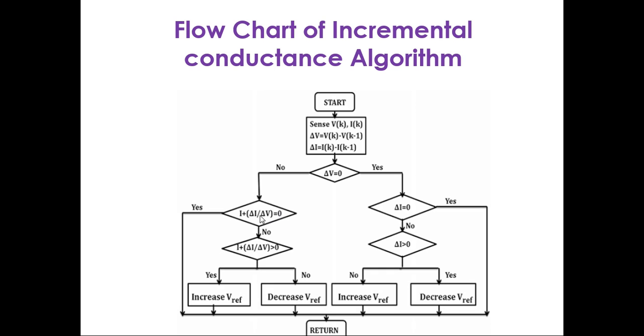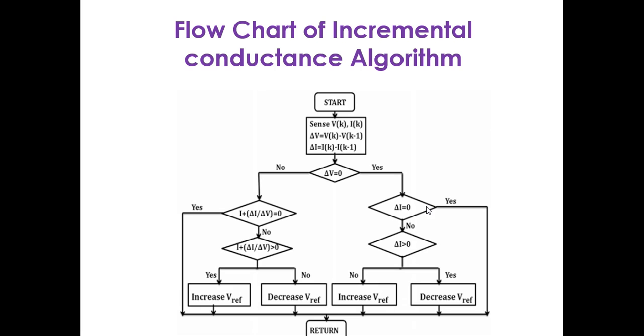If it is yes, then this fraction is very small, so again we can return. But if no, then we'll check whether it is greater than 0 or less than 0. If it is greater than 0, then we can increase the V reference. If it is less than 0, then we can decrease the V reference.